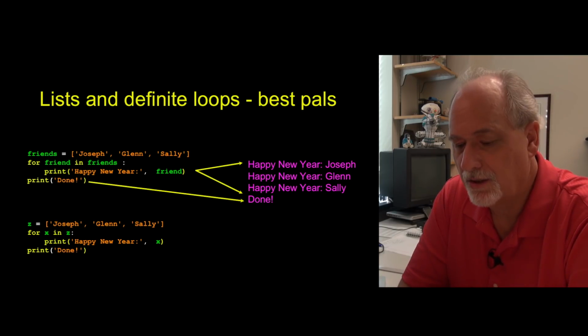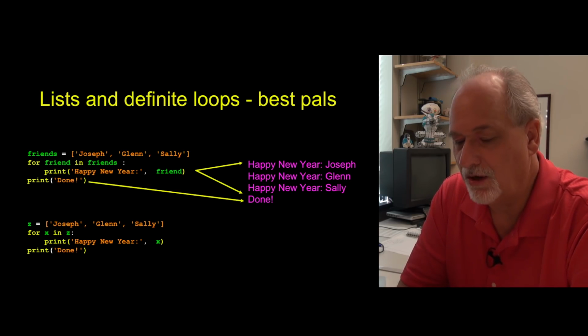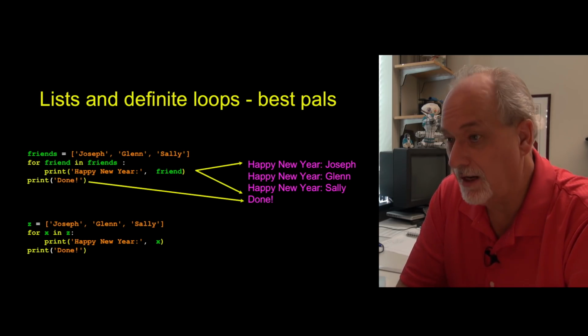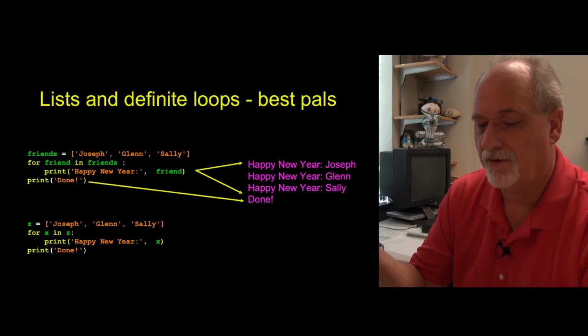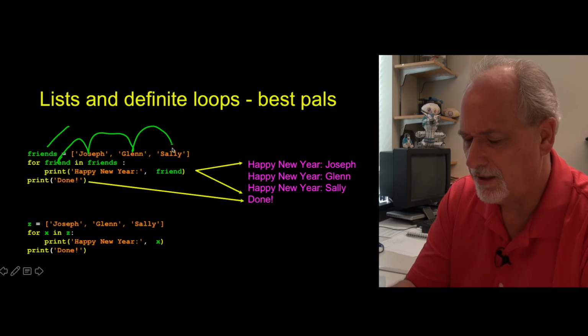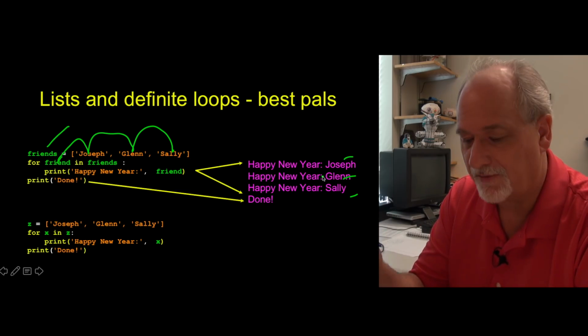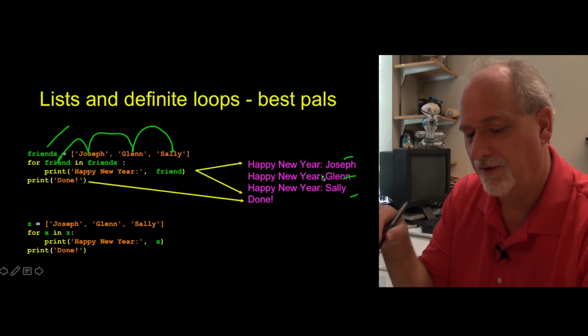So the for statement has been something we use with lists. When you just need to iterate through the list and go through every item in order, the for loop is a great way to do that. So friend is our iteration variable, friends is our list variable, and friend is going to successively take on the values Joseph, Glenn, and Sally and print out Happy New Year, Joseph, Glenn, and Sally. It runs 3 times, once for each of the values, and the iteration variable advances.